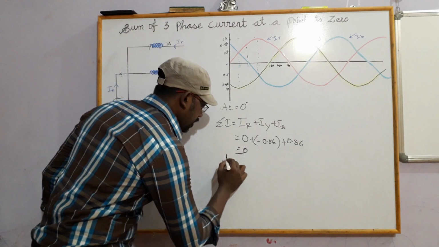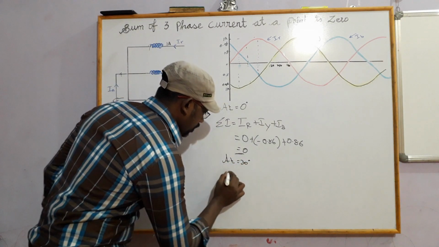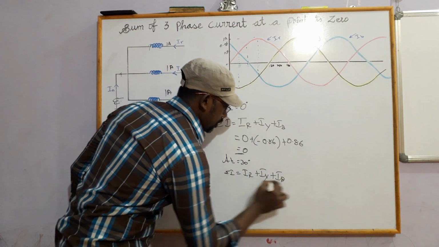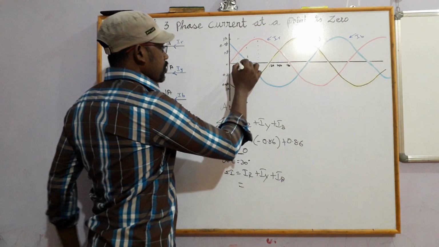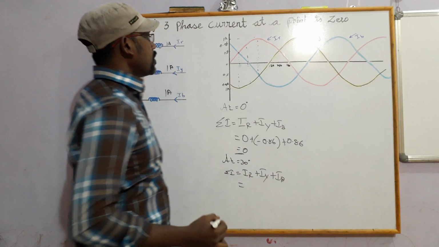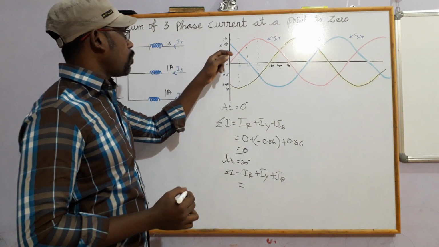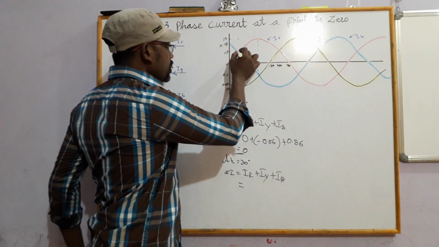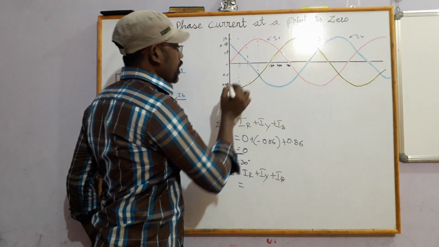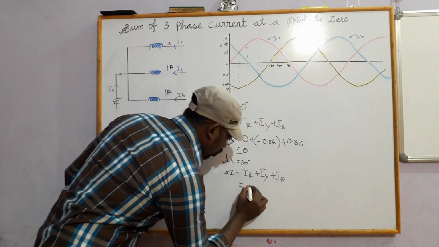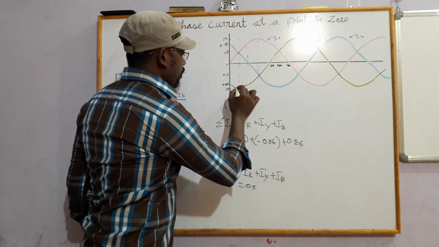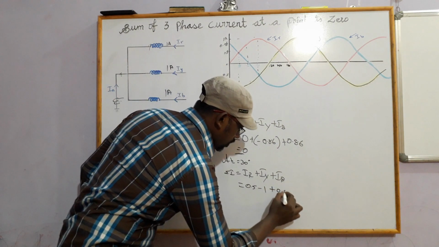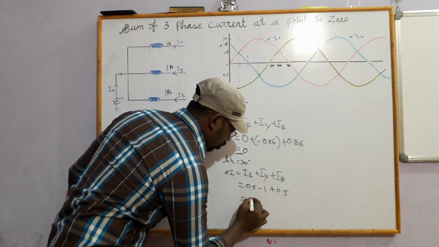Now we can check at 30 degree. At 30 degree, sum of current IR plus IY plus IB. If you see at this point, the value is 0.5 for R phase, 0.5 for B phase. And at this point the value is 1 for Y phase. So R phase is 0.5, Y phase is minus 1, since it is on the negative side, and B phase is 0.5. When you add all this, we get 0.